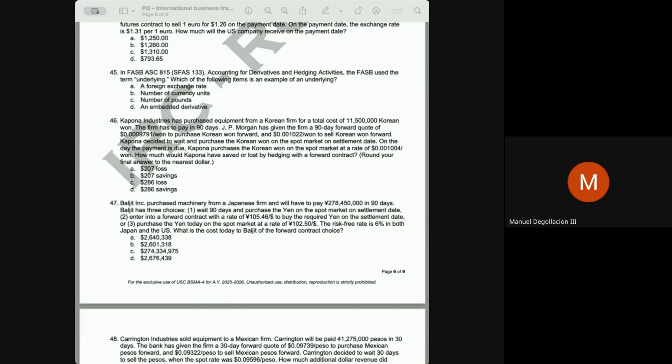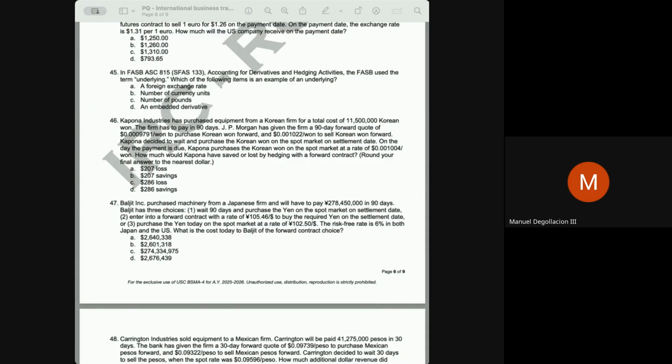As a result, it needed 0.001004 dollars to acquire one won, and it needed 11,500,000 won. So basically, the number of dollars it had to pay because it did not enter into a forward contract was 11,500,000 times 0.001004. That is equal to $11,546. That's what it actually paid.